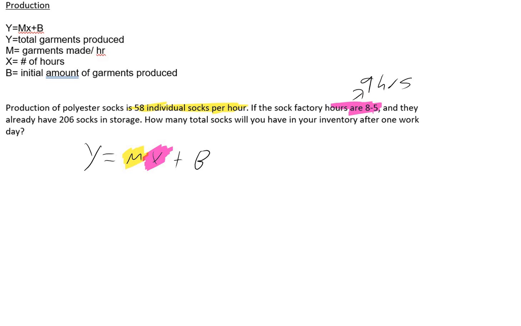And they already have 206 socks in storage. Say that 5 times fast. All right, 206 socks already in storage. So then you wonder, okay, what is that going to take the place of, Y or B? And in this case, anytime you see that there's an initial amount, or they say that there's a starting price, or something along those lines where something's already present, that's typically going to be your y-intercept, our B term in our equation, right? So then what we're left with is solving for Y here, which is going to be the total garments produced, or how many total socks will you have in your inventory after one workday.